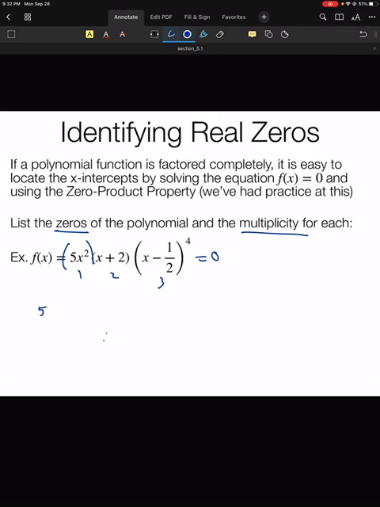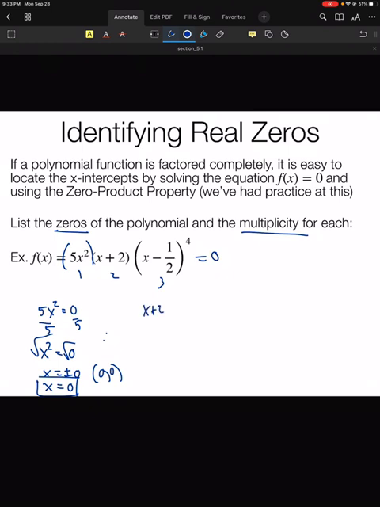To do that, we start with 5x squared equals 0. I divide by 5. I get x squared is equal to 0, and I can take the square root. I get x is equal to plus or minus 0, which is really x equals 0. So I know that one zero of the polynomial happens at 0, 0.